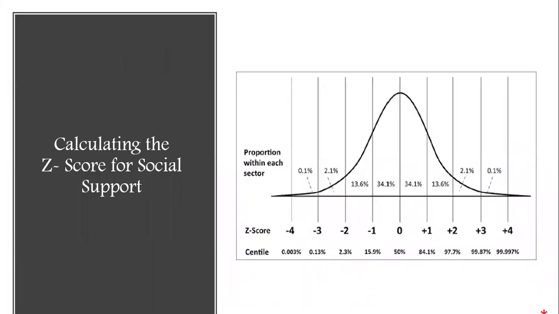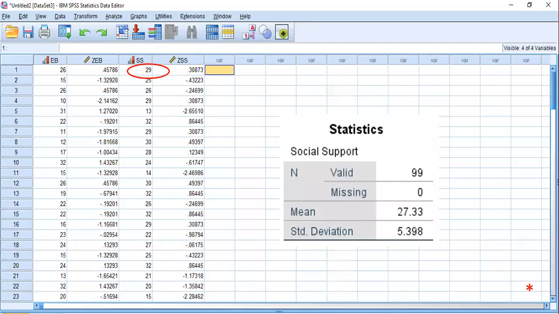Now let's practice calculating z-scores for this variable. We are going to calculate the z-score for the first score in the distribution.